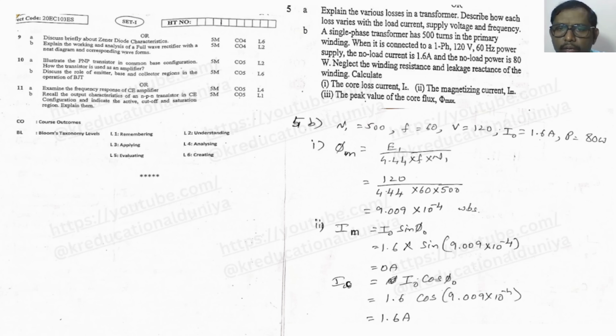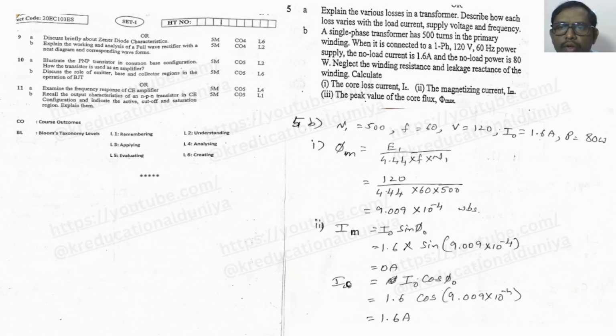They are asking us to find IC or IW, that is, we will call it the core current or working component. In the formula, I naught equal to IC plus IM. IC and IM have separate formulas. Given data: single phase transformer, number of turns in primary N1 equal to 500, frequency is 60 Hz, voltage is 120 volts, no load current is 1.6 amperes, and the power is 80 watts. Find IC, IM, phi m.